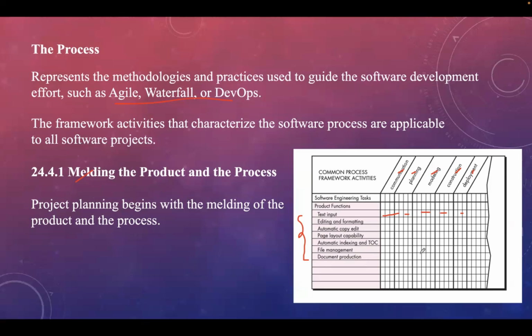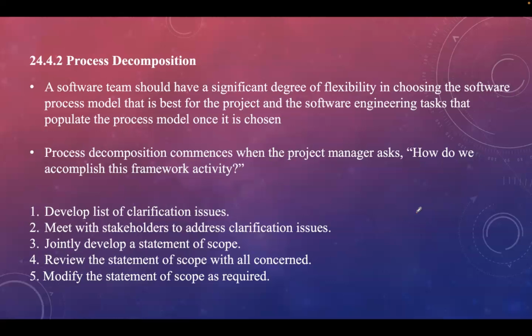So here the job of the project manager is to estimate resource requirements for each matrix cell, start and end dates for the tasks associated with each cell, and work products to be produced as a consequence of each task. So those values will be represented here. Process decomposition mainly involves breaking down complex software development process into smaller manageable components. So here we can say that this is a structured approach to process decomposition.